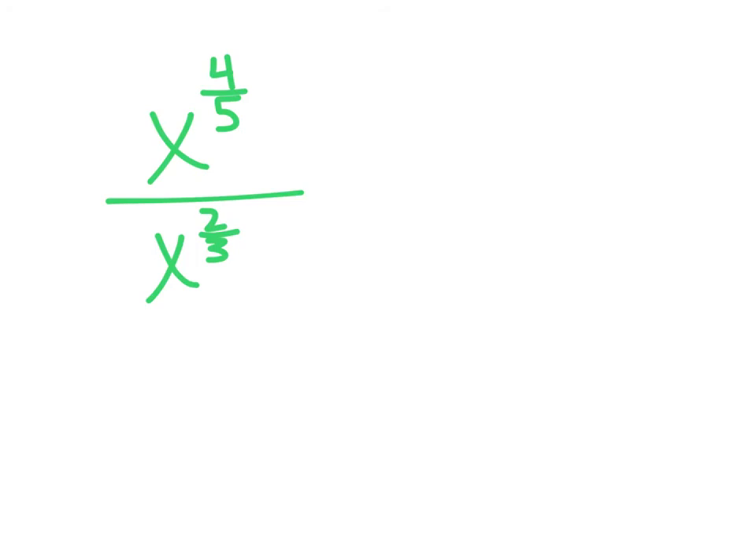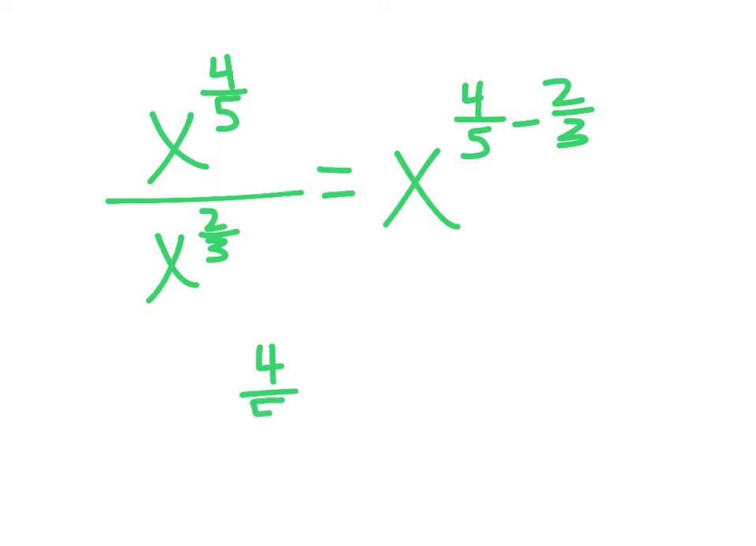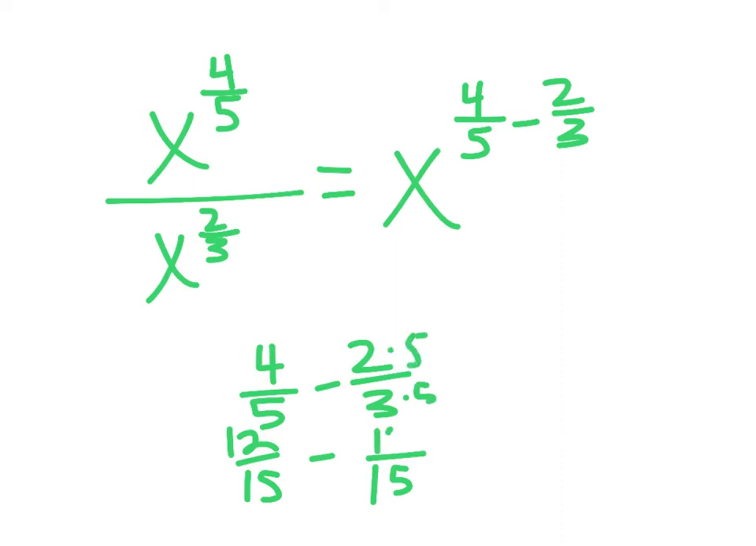Okay, let's try one more of those. Same thing: if I have x to the 4/5 divided by x to the 2/3, you can rewrite that as x to the 4/5 minus 2/3 using our laws of exponents. If you're doing one like this, you need to get a common denominator. They both go into 15, so I'm going to change them to 15ths. 4/5 times 3 gives 12, and 2/3 times 5 gives 10. So 12 minus 10 is 2, and we end up with x to the 2/15.